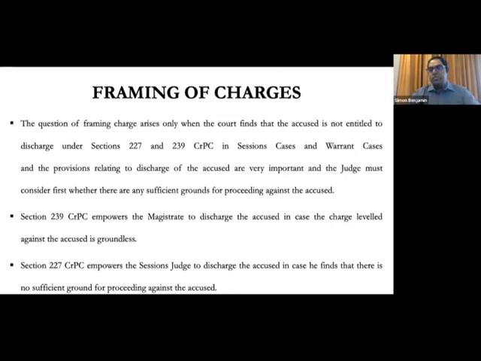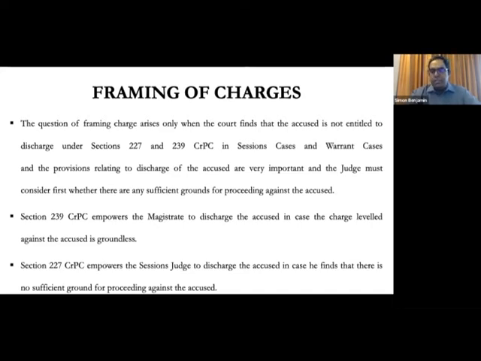The test at the stage of the FIR was a test of suspicion, grave suspicion. But now we're at the stage of charge or framing of notice. At this stage, it's a prima facie case. The court would look at all material and assume them to be correct, assume them to be true. Then is there a case still made out against the accused person?